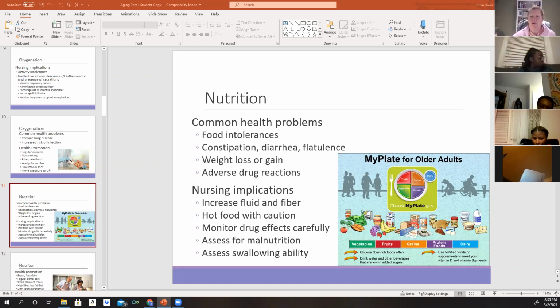We want to be careful with hot food. So we want to caution them, remind them that their food is hot. They might not realize it. Remember, we said they have that decreased sensation. It happens in their mouth as well. They might not realize it's hot and it can burn their mouth.